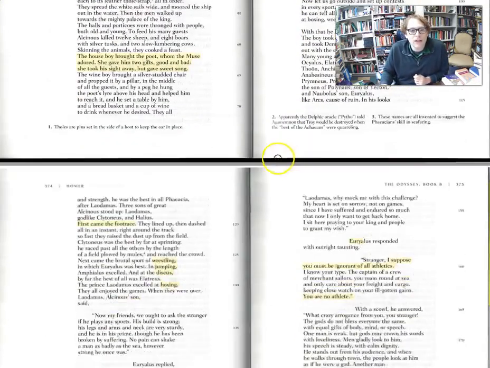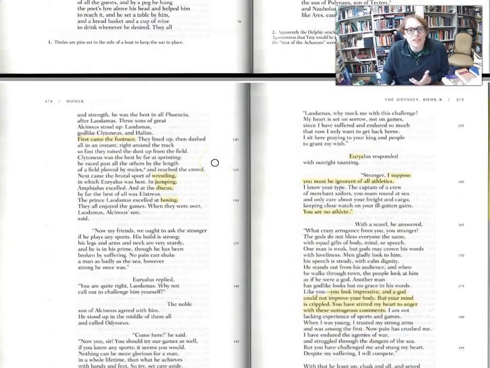So at the little mini Olympics, these games, we get a foot race, we get wrestling, we get jumping, we get discus throwing, and we get boxing. And so Alcinous and Odysseus and all the older noblemen watch as the younger noblemen partake in these sports.